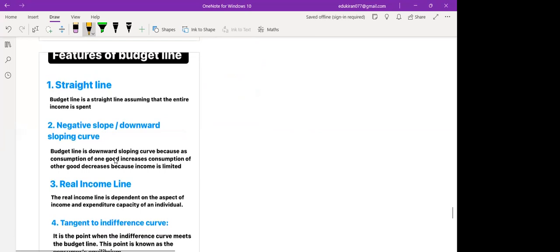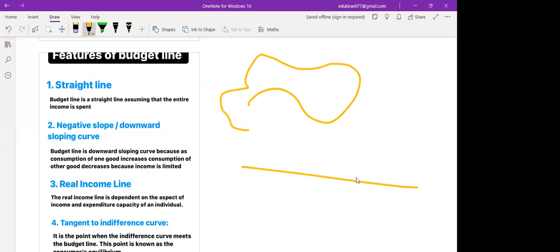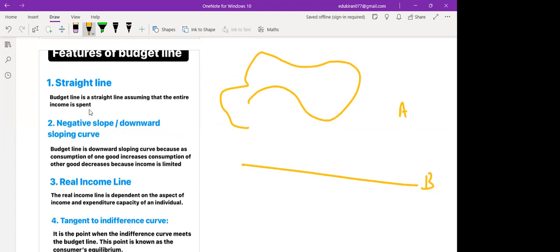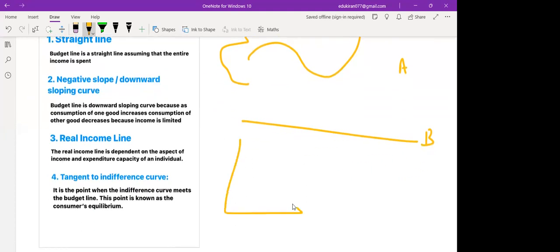Now, ma'am, what are the features of budget line? Okay. First, it will be obviously a line. Can you see? Have you seen any line like this? Or line is like this? Tell me. A or B? Ma'am, B. B, straight always, right? So first thing, a straight line. So budget line is a straight line, assuming that the entire income is spent. Then negative slope. That means it goes like this. Okay, negative means downward sloping curve.